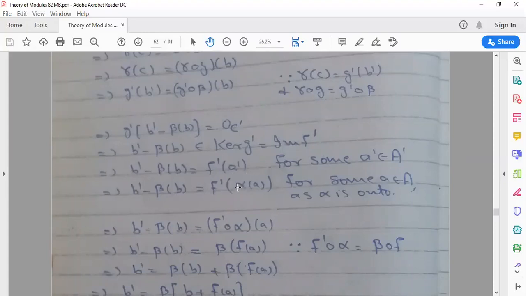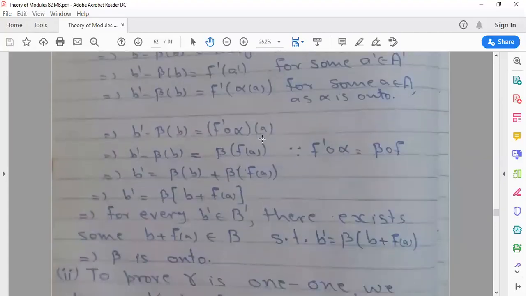Alpha is defined as a function from A to A'. After this we get a result by combining the composition of function. By using composition of function we write this. After this we write b' minus beta of b equal to beta of f of a. Basically this function is equal to beta composition f. So one step is missing here: this is equal to beta composition f of a. So we open the composition of this function, and we get this.